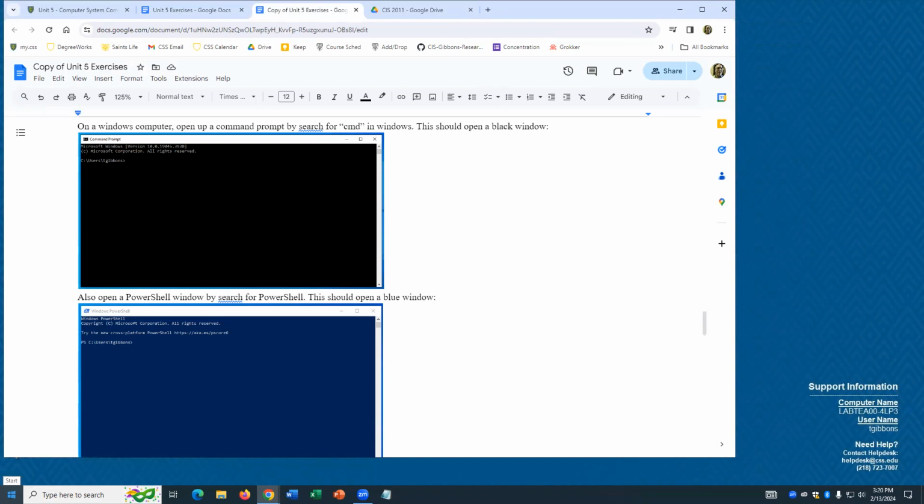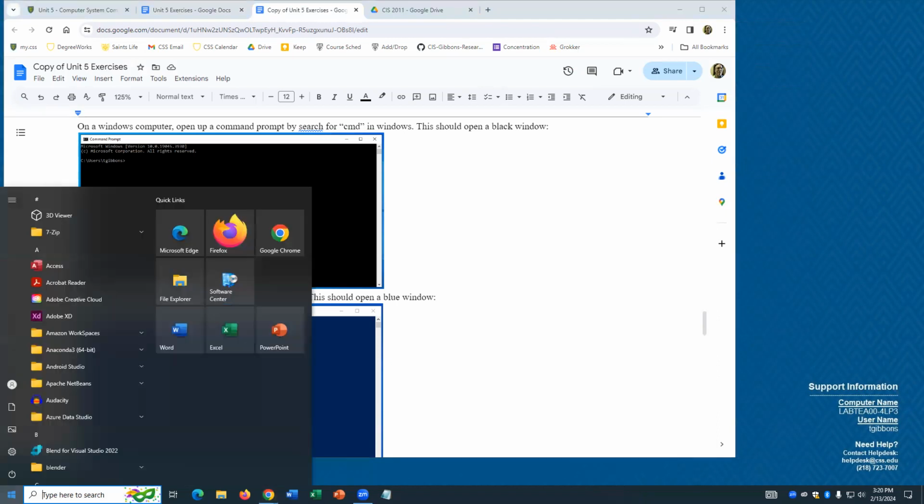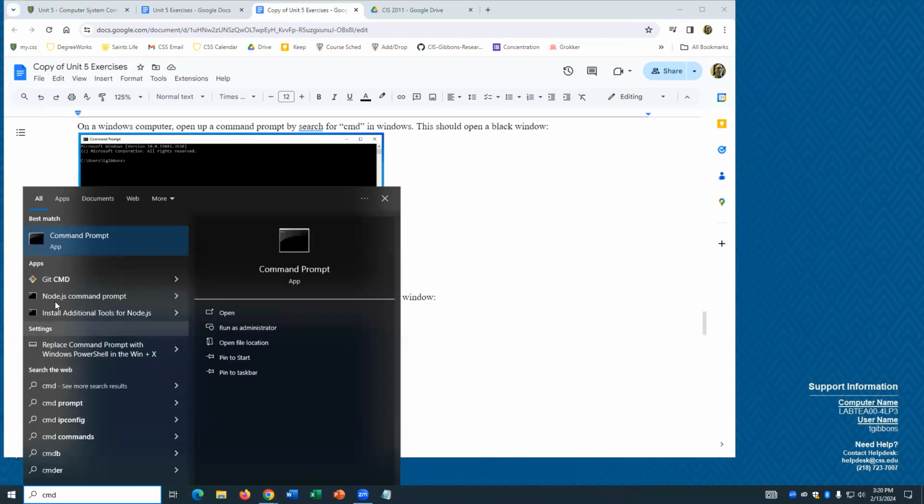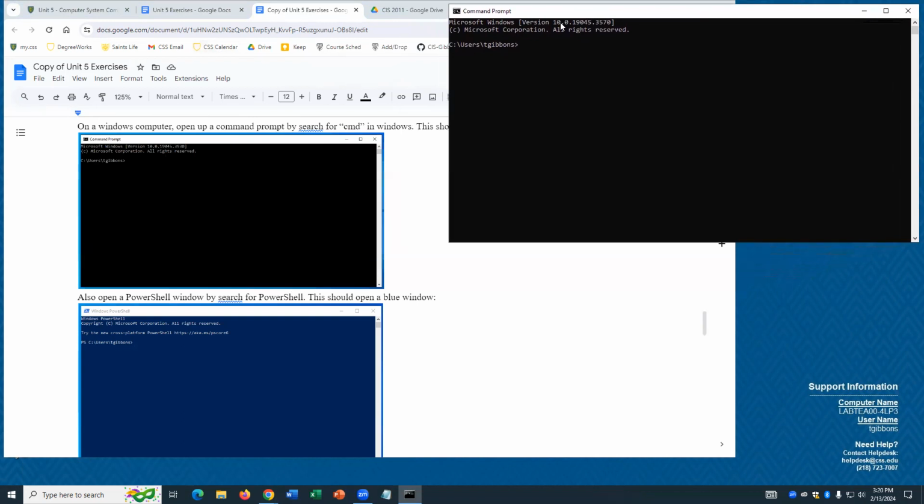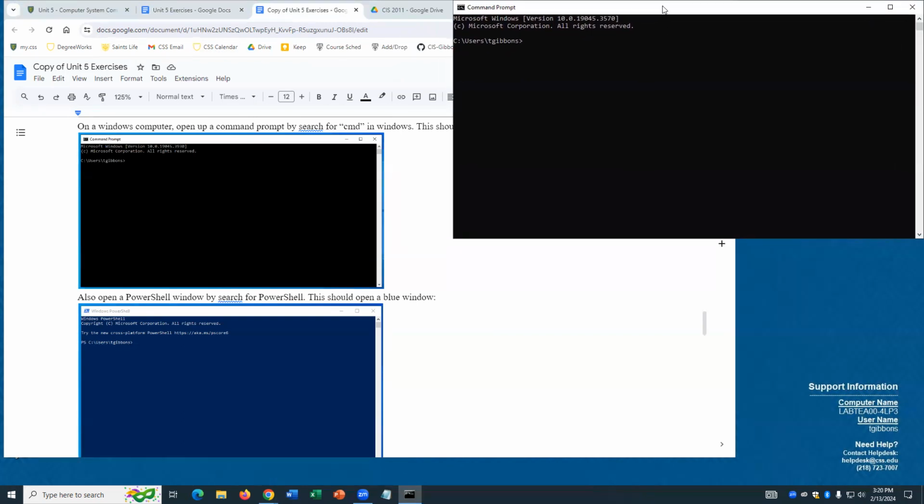If you go down to the little Windows thing and you type in CMD, you bring up the command prompt. Or you type in command, that'll bring up the command prompt too. We want to bring that up. So that'll be this prompt here. So that's the DOS command prompt.